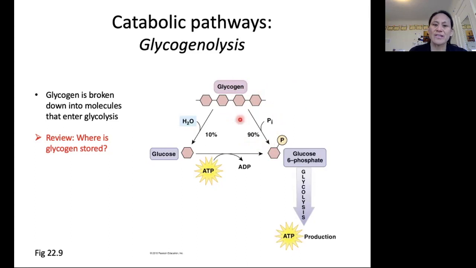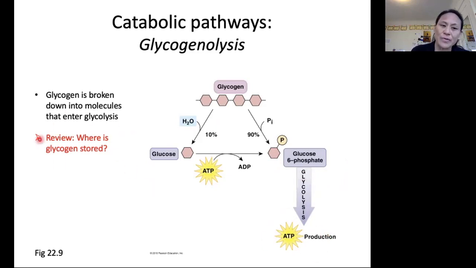So glycogenolysis results in about 90% production of glucose 6-phosphate, which you may or may not remember from your past, enters glycolysis, which is the pathway that's going to eventually lead to ATP production. The remaining 10% of our product from glycogenolysis is glucose, which can be converted to glucose 6-phosphate. In that way, it will be able to enter glycolysis and lead to ATP production.